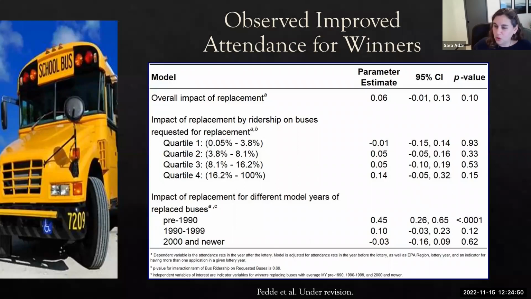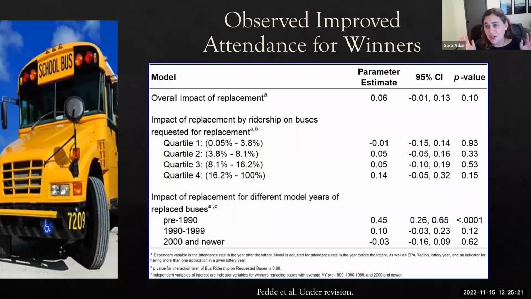Those are the ones that, both based on regulation and also really just technology at the time, are the most polluting. And what we can see is when we restricted our analyses to really understanding, is it the buses that were older than 1990? So we're talking about really old buses here, right? Versus 1990 to 1999 or 2000 and newer buses. The benefits that we saw in replacing these school buses was really seen among the dirtiest buses.